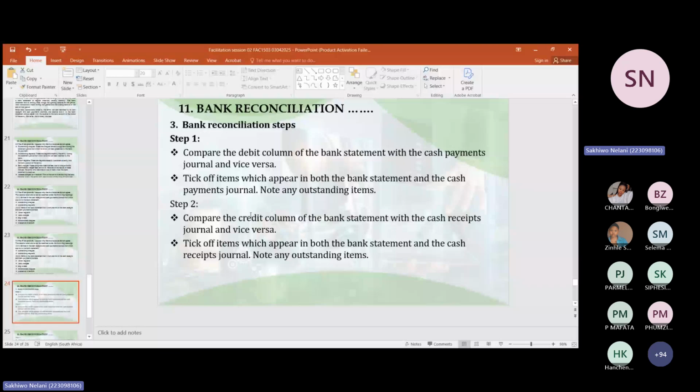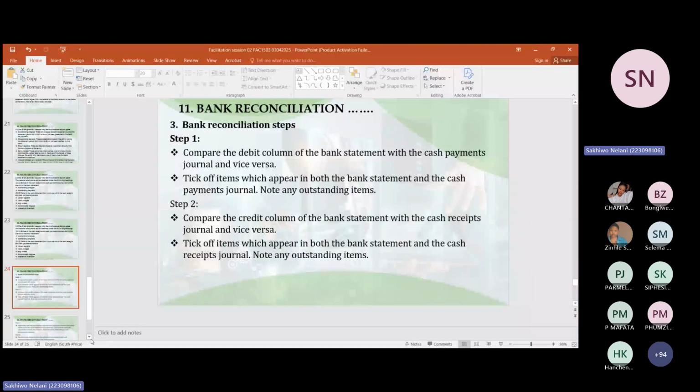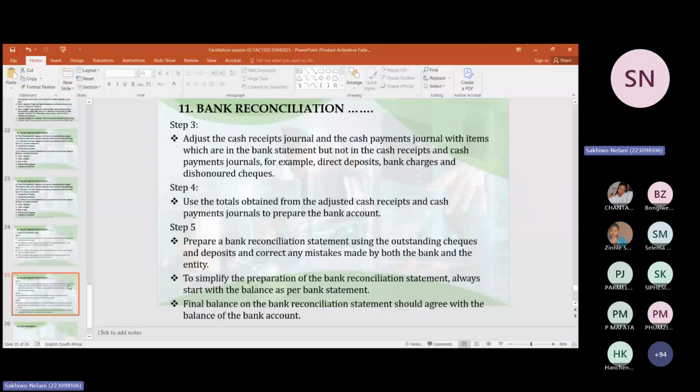Step one will be a comparison of your cash receipt journal versus the bank statement. Step number two will be your cash payment journal compared to your bank statement. Then step number three basically will be to look at the adjustments, those aspects that can be identified from the bank statement and those aspects that can be identified from your journals. Then you do the necessary adjustment in that regard. Then you must make sure ultimately your books are balancing. These are the aspects that I want us to look at in terms of the practical example.